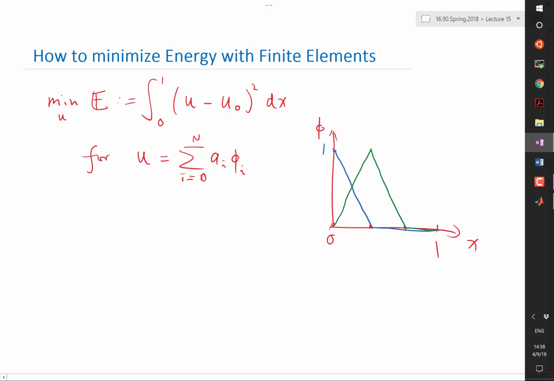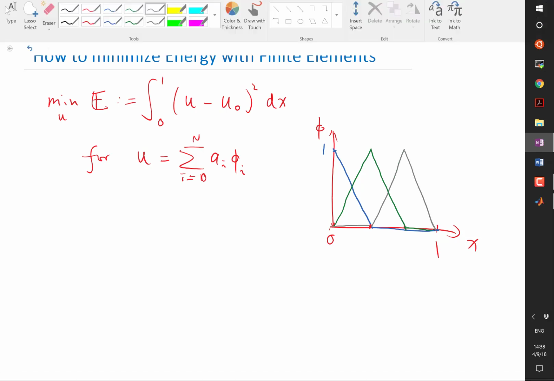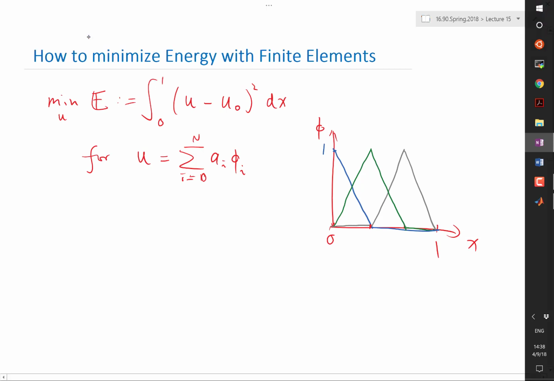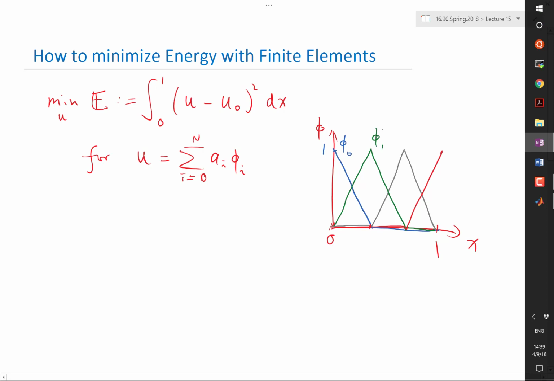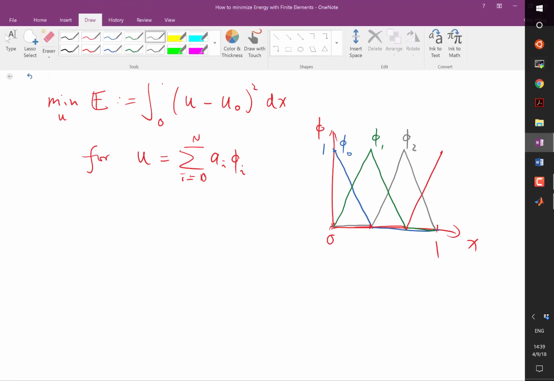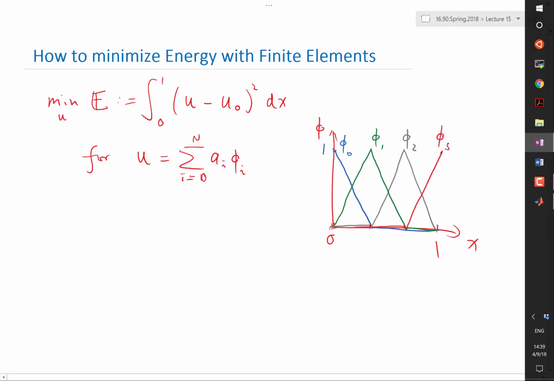Now the third basis function stays 0 here and goes up to 1 and goes back to 0 at 1, and we have a fourth basis function that stays 0 over here and goes up to 1 at the last grid point. Right, so basically we have these four different colors. Blue is phi0, green is phi1, gray is phi2, and finally red is phi3, right? So we have these basis functions to play with.